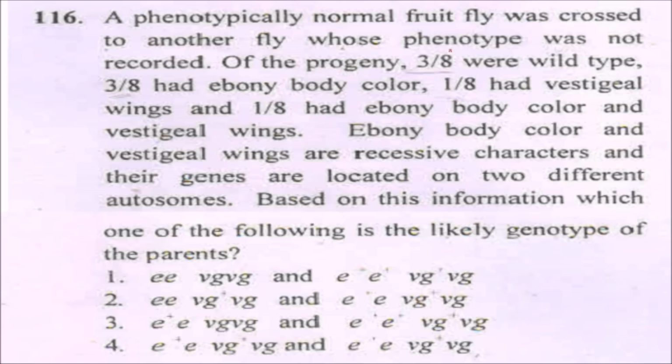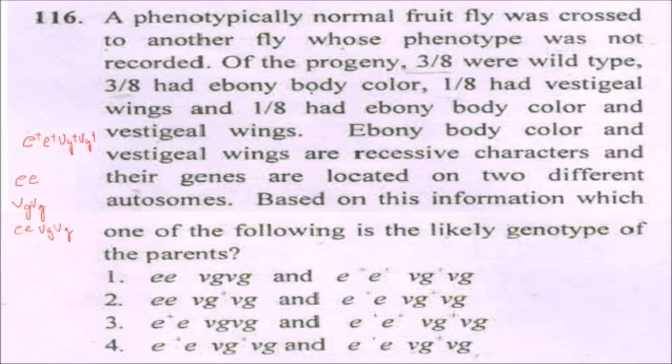Next question. A phenotypically normal fruit fly was crossed to another fly whose phenotype was not recorded. Of the progeny, 3/8 were wild type. Wild type means one having E positive, VG positive. And 3/8 had ebony color. 1/8 ebony color means the recessive one, here ebony color. 1/8 had vestigial wings. It means vg vg, and 1/8 had ebony color and vestigial wings.